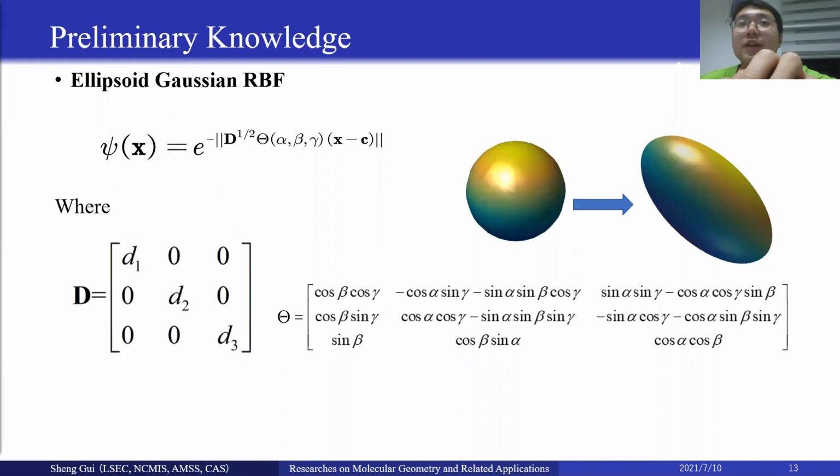Compared with the RBF, we put forward the ellipsoid RBF with parameters with respect to the location, sizes, and shapes. The ellipsoid Gaussian RBF can be written as this, where C is the center of the ellipsoid Gaussian RBF. D is a diagonal matrix, where Di defines the length of the ellipsoid along the three main axes. Theta is the total rotation matrix, and it is equal to the product of rotation matrices from the three directions.